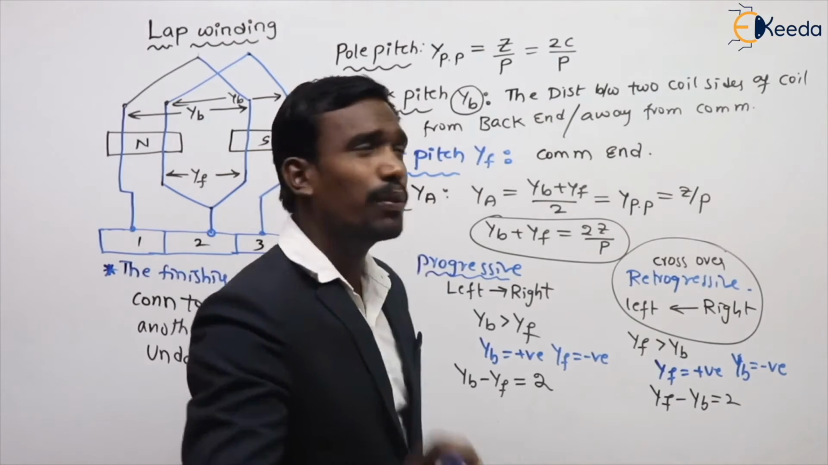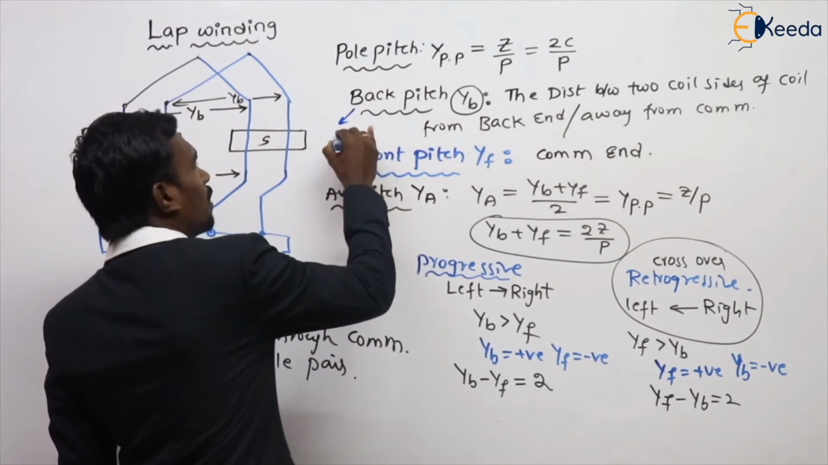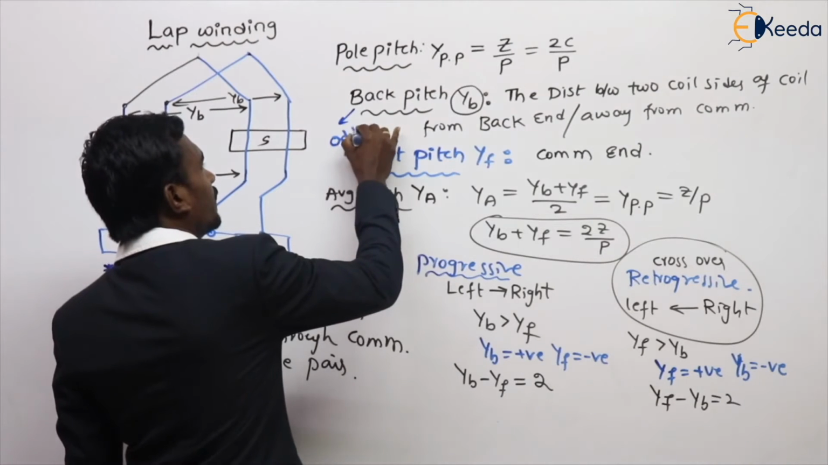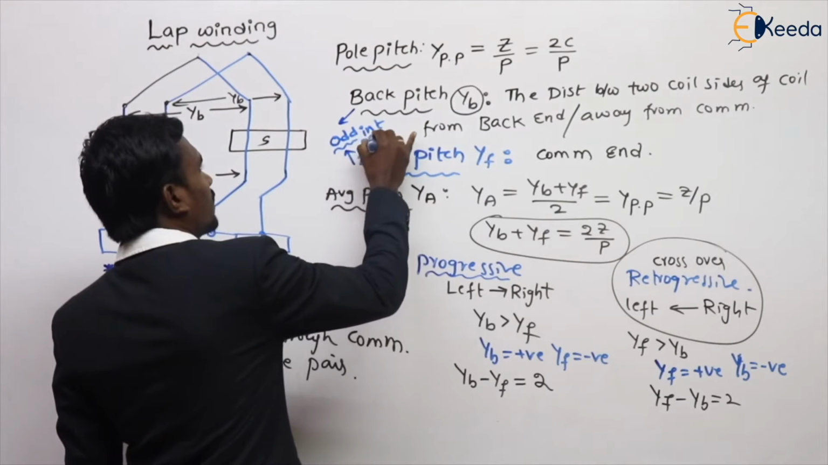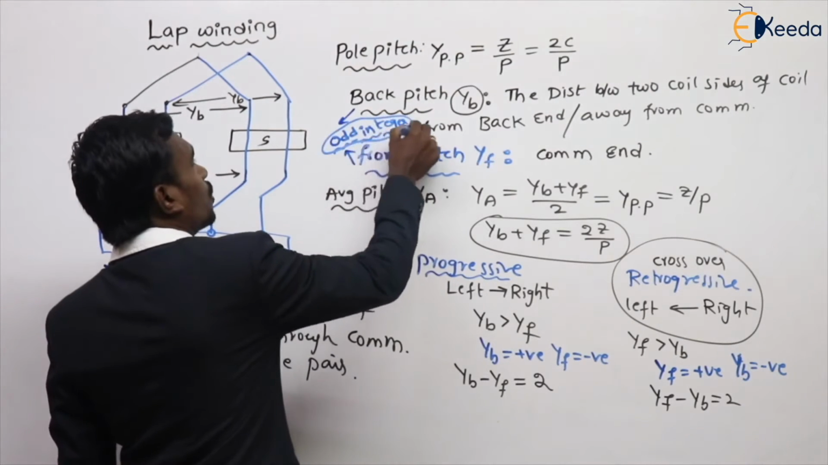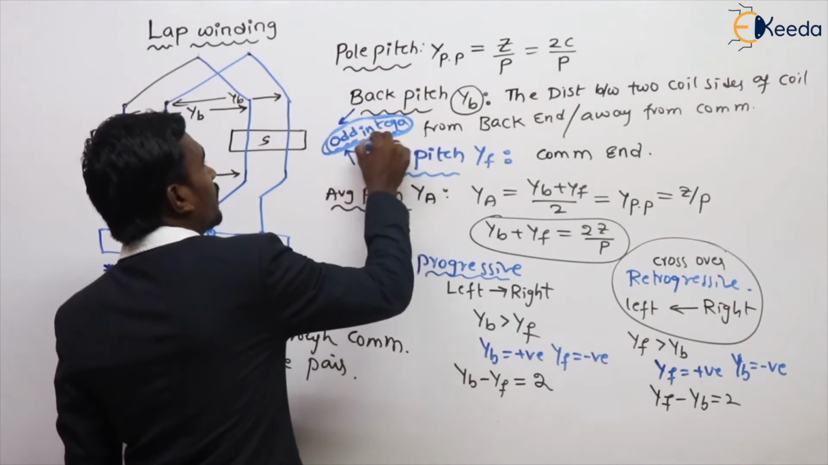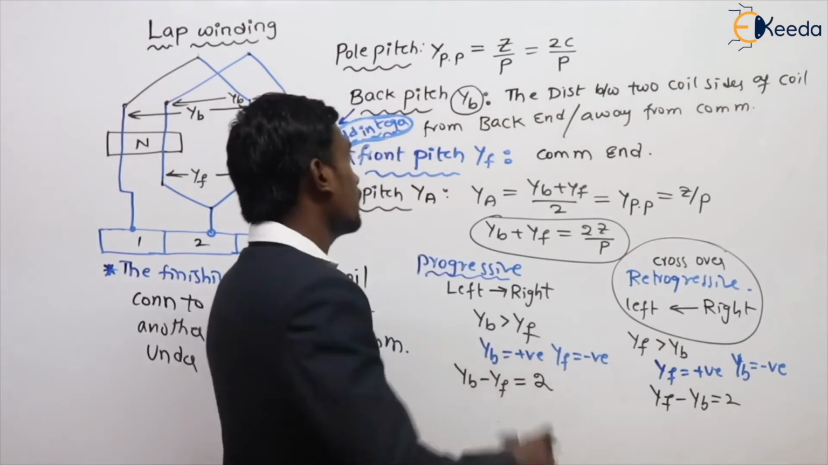Here a very important thing is that the back pitch and front pitch are always odd integers. This is very important. This is not a fraction. Must and should, this is an integer, that too an odd integer. Even numbers will not come for back pitch and front pitch. You should remember this point also.